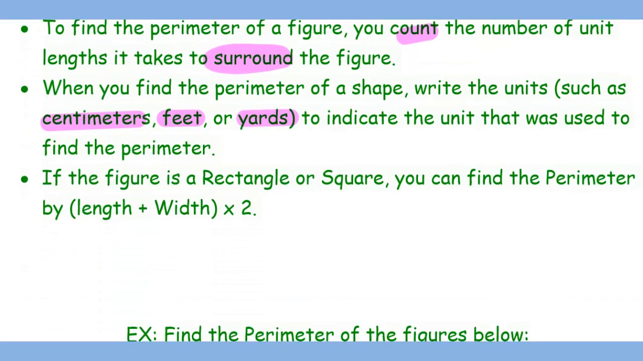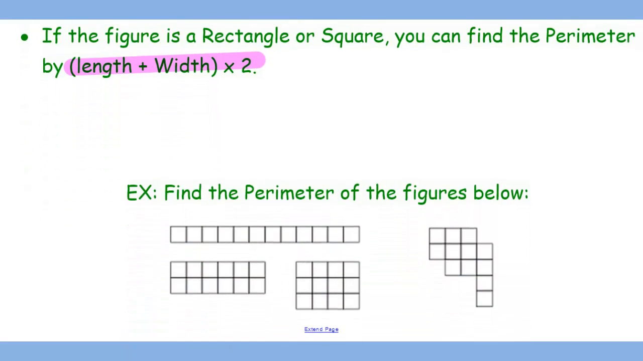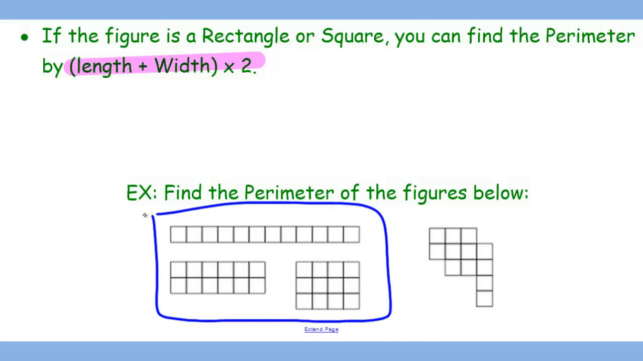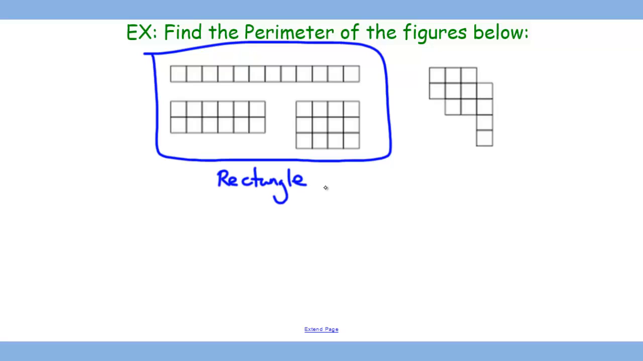If a figure is a special shape like a rectangle or square, you can find the perimeter by adding the length and width together and doubling that, since opposite sides in a rectangle or square are the same measure. Since the first 3 shapes below are rectangles, as we have identified from the previous slide, we will be using the formula length plus width times 2 to get the answer.